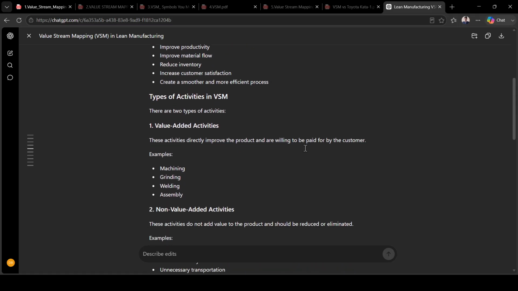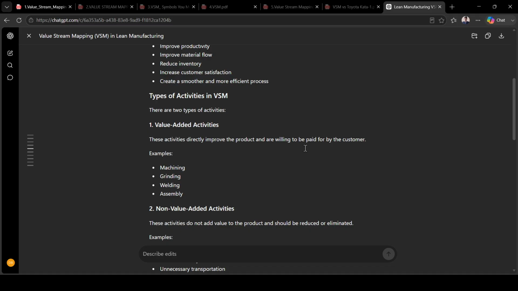Then types of activities in VSM. There are two types of activities. One is value added activity, another one is non value added activity.